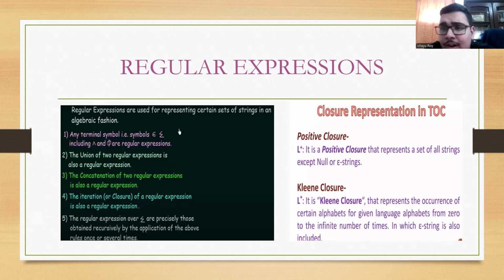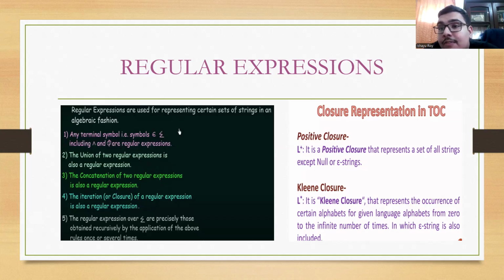Coming to the iteration or closure representation in TOC, there are two types, the Kleene closure and the positive closure. The primary difference between them is that a Kleene closure accepts a null string while a positive closure doesn't. So a positive closure represents the set of all strings except the null or epsilon string, and the one which accepts the null or epsilon string is the Kleene closure. A positive closure would give you the strings A, AA, AAA, and so on.